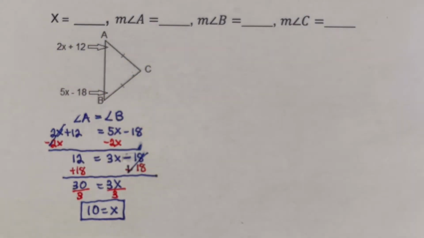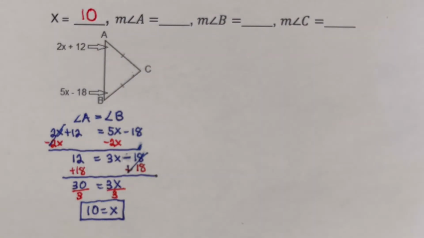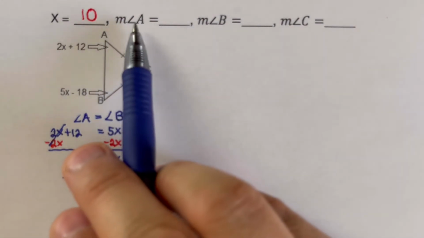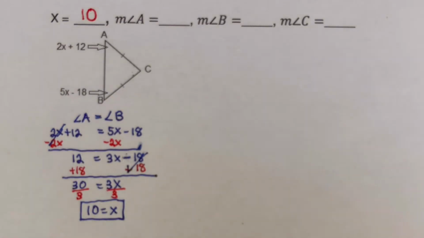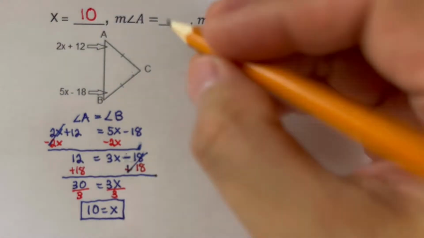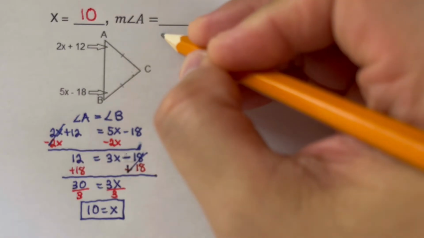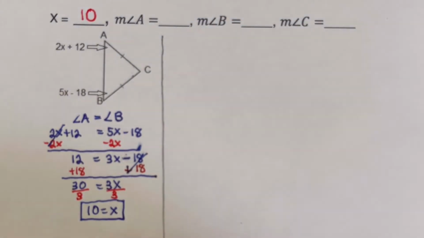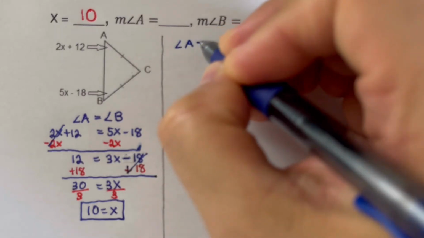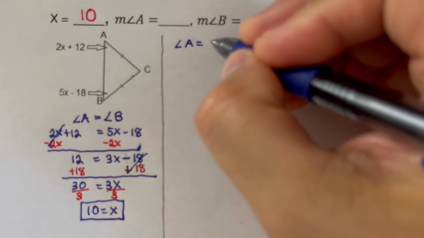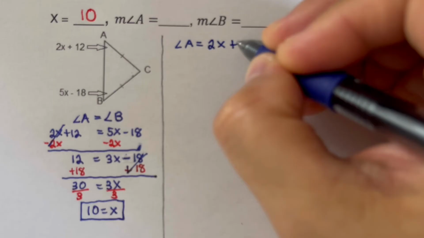Okay, after doing the math, our x value is 10, so we can go ahead and plug that up here. So x is equal to 10, and we're supposed to determine the measure of angle A. Angle A is 2x plus 12. What we are going to do now is plug the value of x into the equation. So I'll set up the equation up here. Angle A is equal to 2x plus 12.